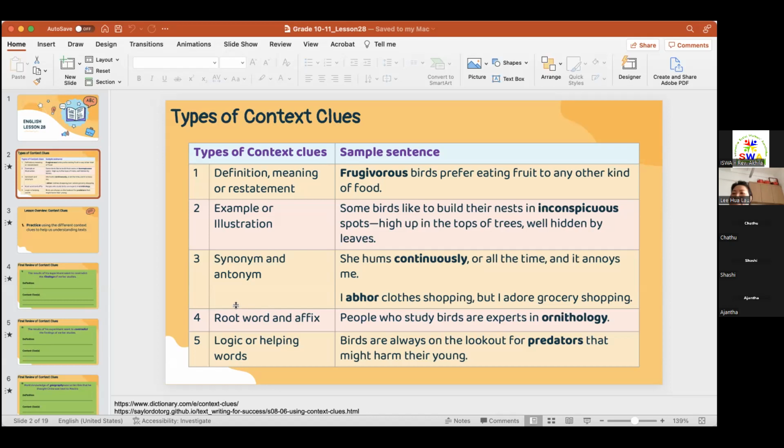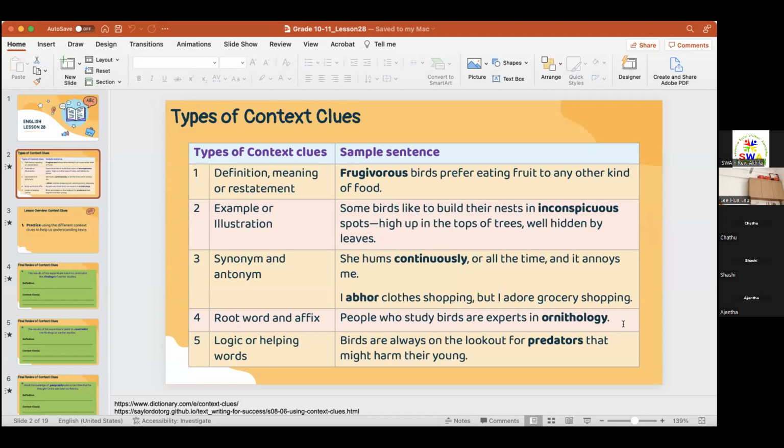For the next type of context clues, we have root word and affixes. For example, the word in the sentence is ornithology. You have to break it up into different parts and try to understand what the word means. So ornith probably means birds and ology means the study. So that's root word and affixes.